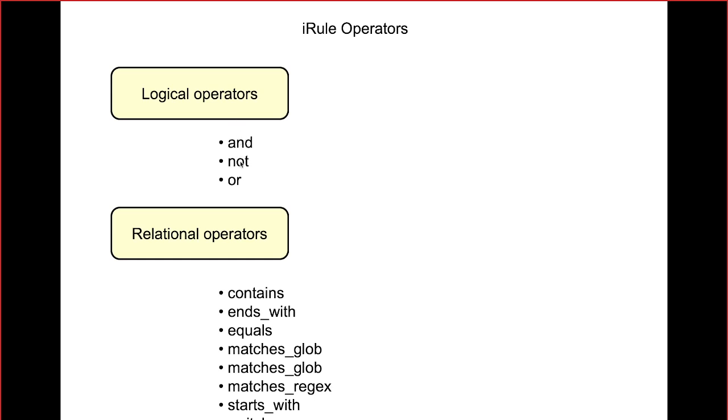I already told you: and, not, or. Relational operators can also be like contains. If the text is going to be so and so, URL contains so and so, ends with, starts with. We have seen starts with, right? Ends with, equals, right? We can also go for regex. Matches regex. What is regex? We know already: regular expressions. These are all the relational operators, and you can also take the help of logical operators to combine multiple conditions, right?